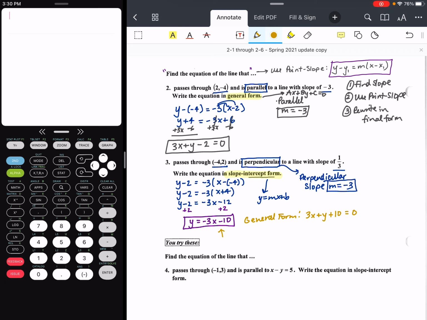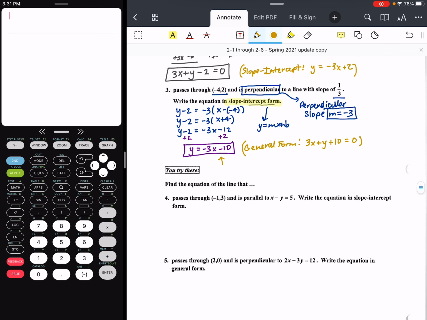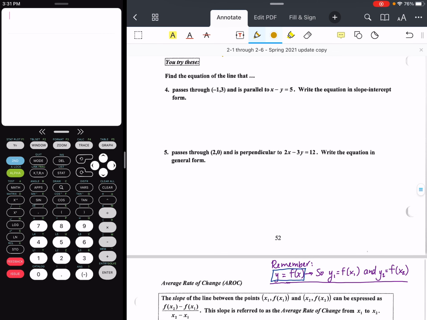And also for number 2, if I wanted that in slope-intercept form instead, let's say I messed up and it was supposed to be in slope-intercept form and I solved it and got general form, I would just have to isolate y, so I would end up with y equals negative 3x plus 2. Those aren't the correct answers in this case, but just be aware that if you get that wrong form, it's really easy to go back and forth. So you don't need to redo the whole entire question. You can just make the switch at the very end.